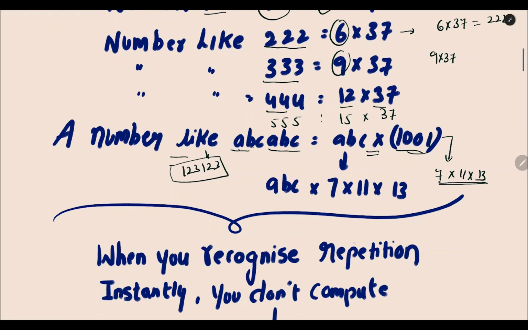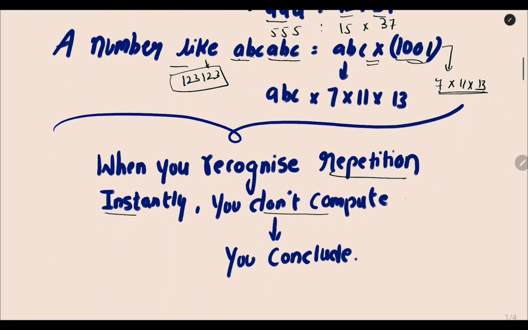So when you recognize repetition, instantly you don't compute. You don't calculate. You just conclude whether it is divisible by that number or not.